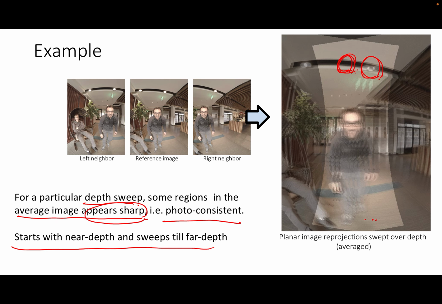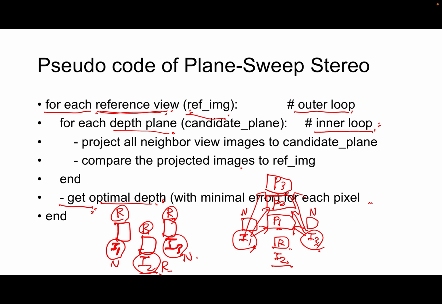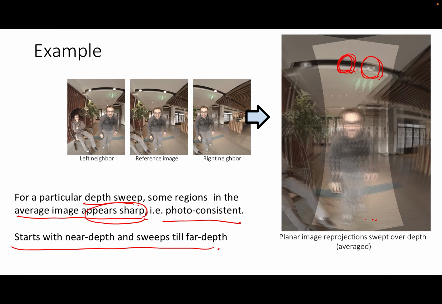So in the inner loop, we construct some virtual depth planes. Here we constructed P1, P2, P3, and we could keep constructing P4, P5, but we cannot infinitely construct virtual planes. So we start with near depths till far depths. We have some thresholds, minimal depth and maximum depth, and then we construct planes in the range of minimal and maximum depths.